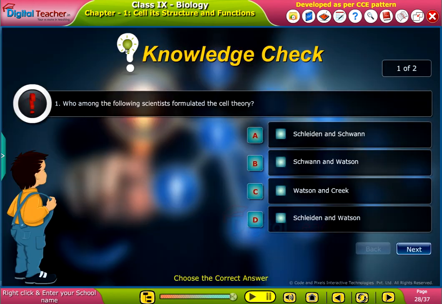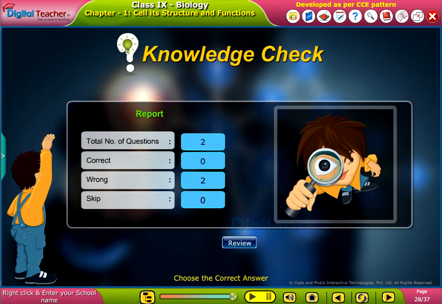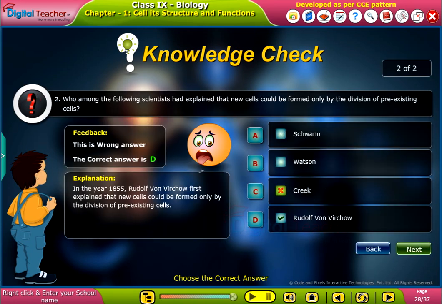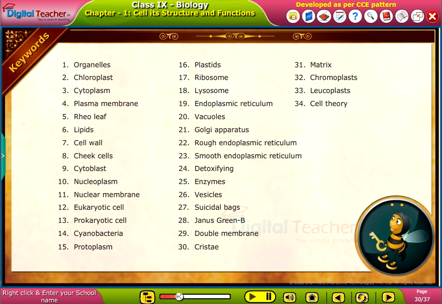Knowledge check. Attempt the following questions to check your understanding. Select a suitable answer from Group B for Group A and drop it in the bracket provided against A. Keywords. List of keywords are shown on the screen.